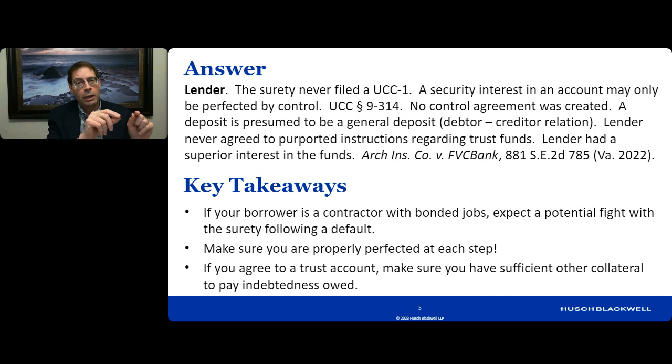So even though you have the surety and the borrower saying these monies are going to be held in trust, the problem is the monies from those jobs are going into an account at the lender, which is in a debtor-creditor relationship. And the lender has never agreed that these monies are going to be held in trust. And that was a really key point that the Virginia Supreme Court then ends up ruling in favor of the lender, because A, you don't have perfection, and B, you don't have any agreement that the funds are going to be held in trust.